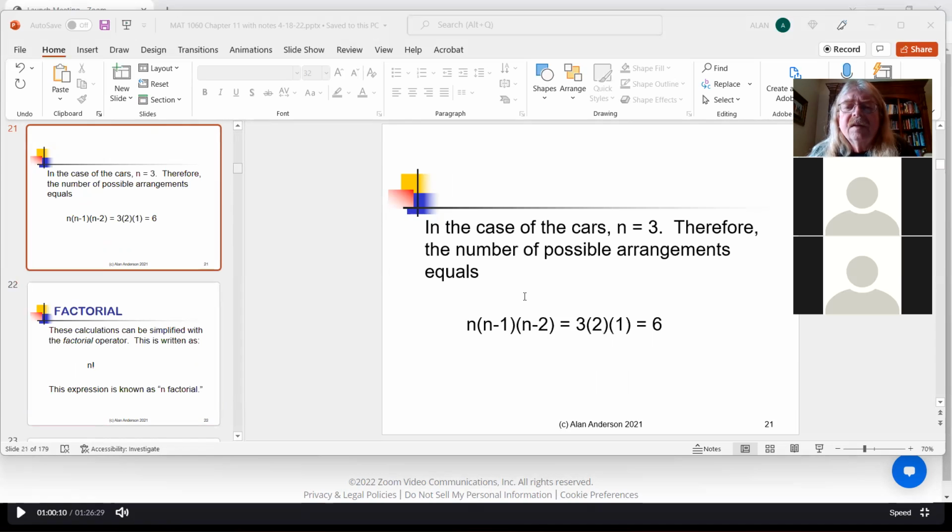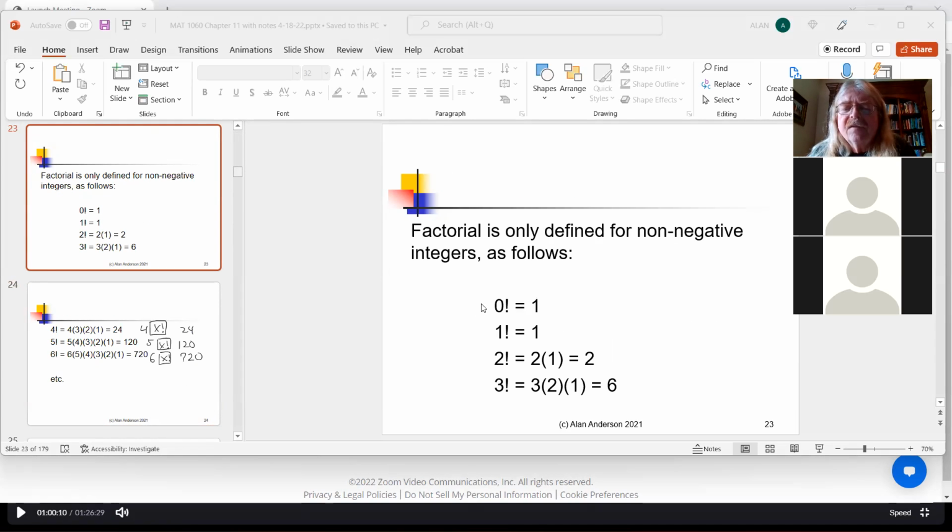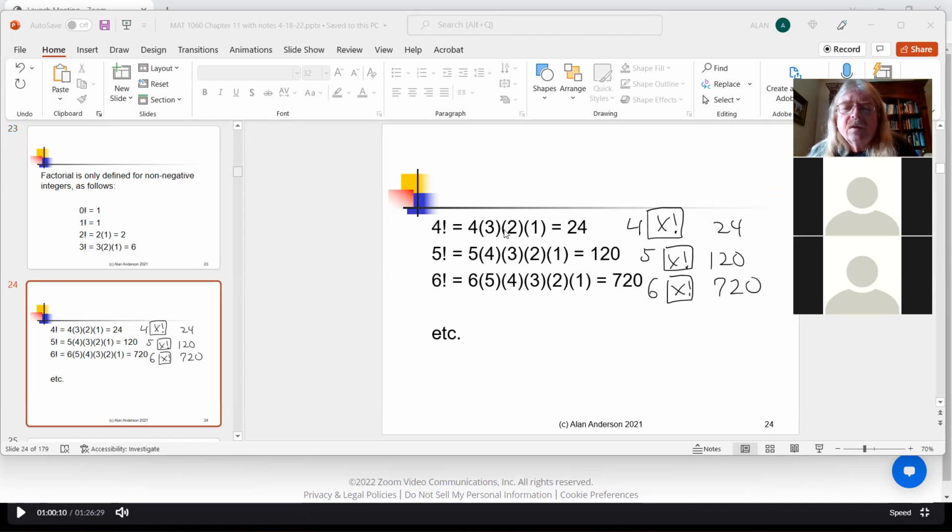You might recall that factorial is defined in the following interesting way. We started out with 0 factorial equaling 1, and 1 factorial equals 1. Then it gets interesting: 2 factorial equals 2 times 1, which is 2. 3 factorial is 3 times 2 times 1, or 6. And then we go through the rest of the list. 4 factorial, as you can see, is 24, and we work our way up.